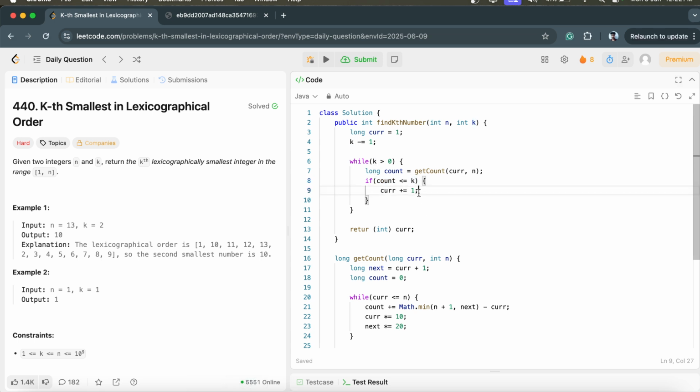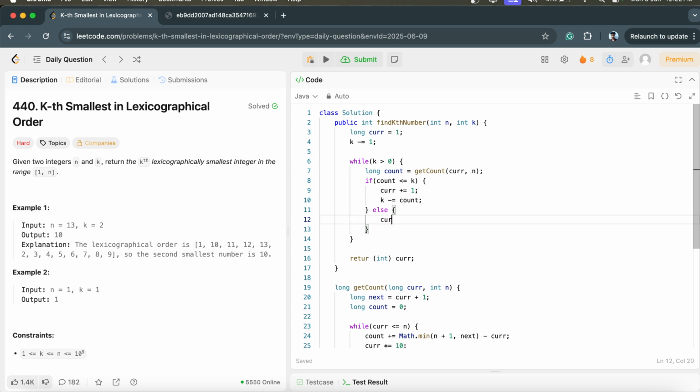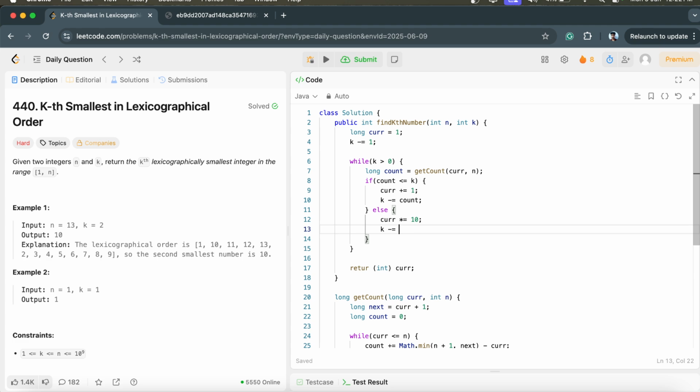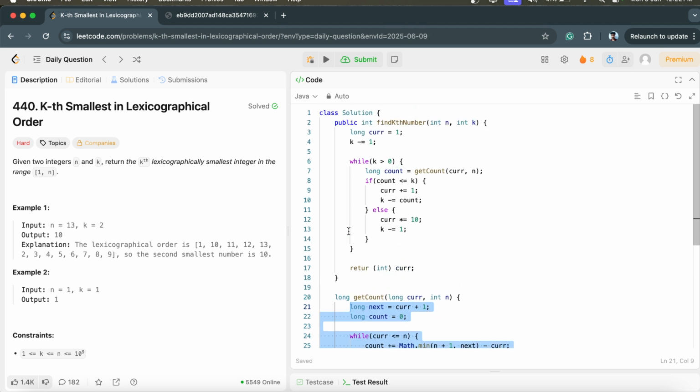The current is pointing to this, and k gets reduced from this count. Or else, in the else condition, current is something we shift our focus to, and k got reduced by 1. This else condition, both the conditions, I'll explain to you guys simply. It is pretty much straightforward. See, the count from this function, the count is what we got, 5.